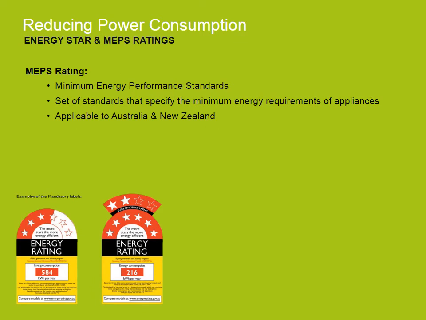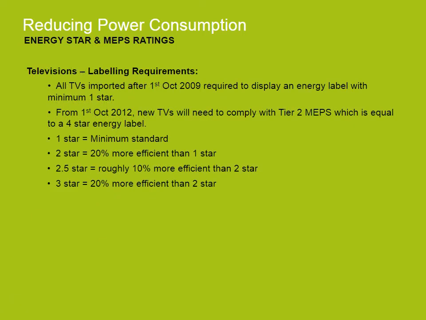The Minimum Energy Performance Standards, or MEPS as they are commonly known, are a set of standards that specify the minimum energy requirements of appliances imported to Australia and New Zealand. All televisions imported into Australia after the 1st of October 2009 are required to display an approved energy label, which is based on the minimum energy performance standards set by Australia. At the moment, the minimum level is Tier 1 MEPS, which is equal to 1-star rating. However, in October 2012, the new minimum will be Tier 2 MEPS, which is equivalent to 4 stars.